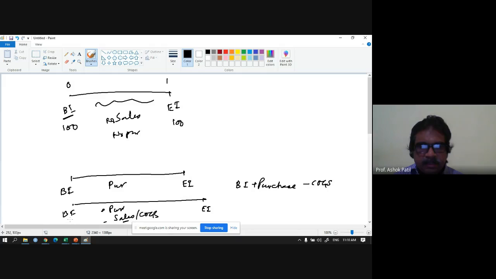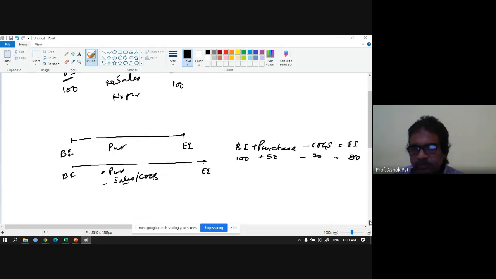You had some 100 units, you purchased some 50 units, 150. So you add 100, you purchase 50, and you sold out of this 70 units. So what is going to be my ending inventory? So ending inventory is going to be 150 minus 70. That is 80. Correct? So now we know the ending inventory. So using this formula, we can actually calculate the cost of goods sold formula from here.